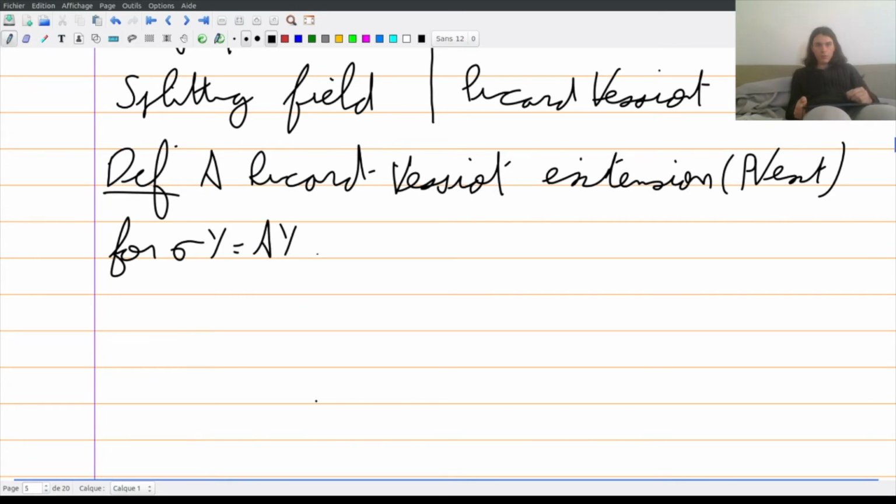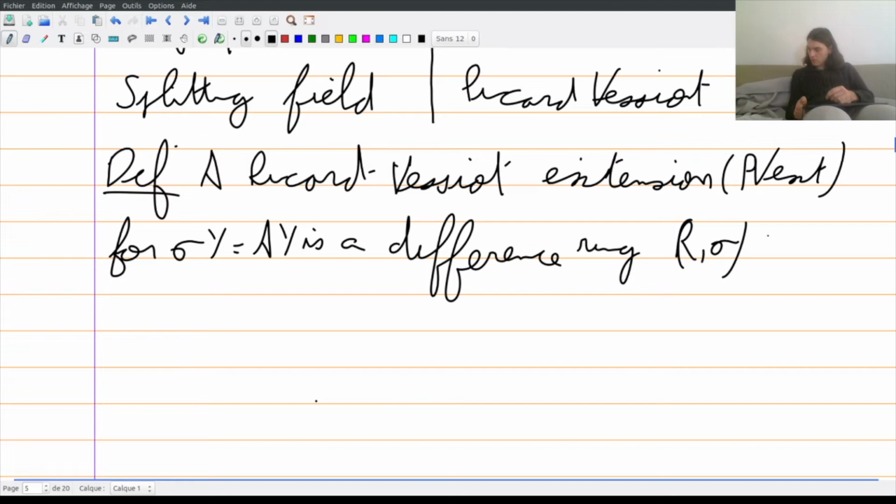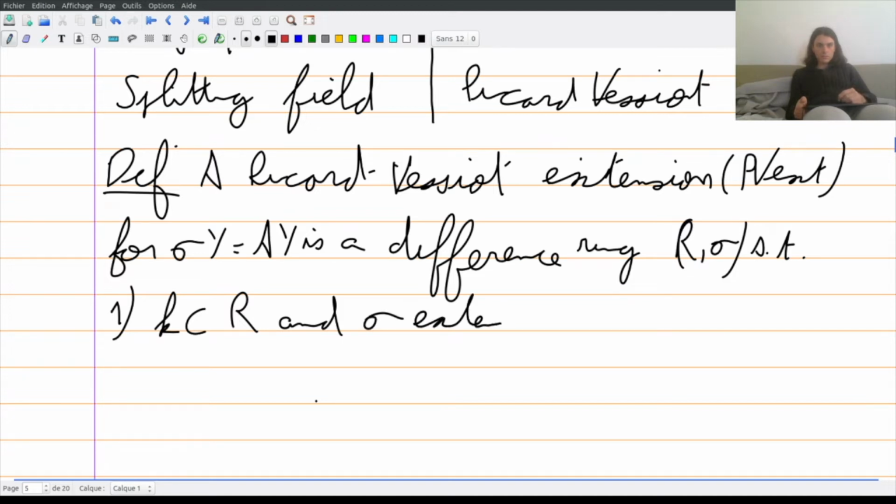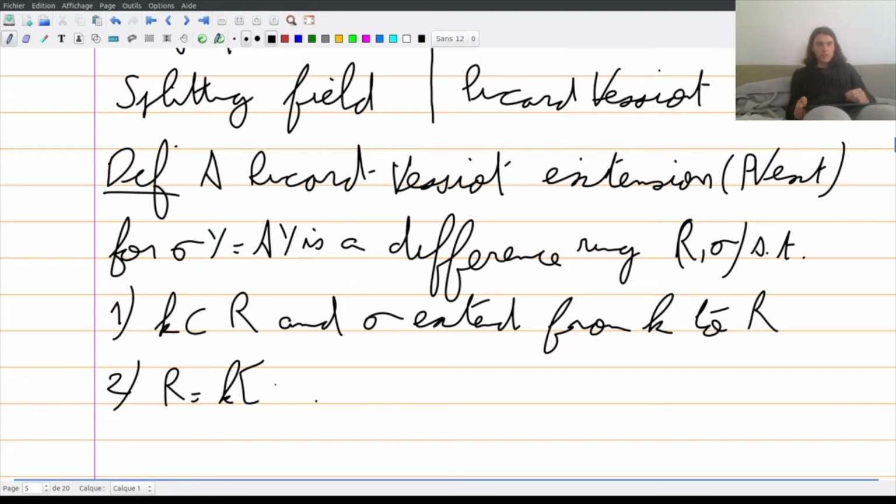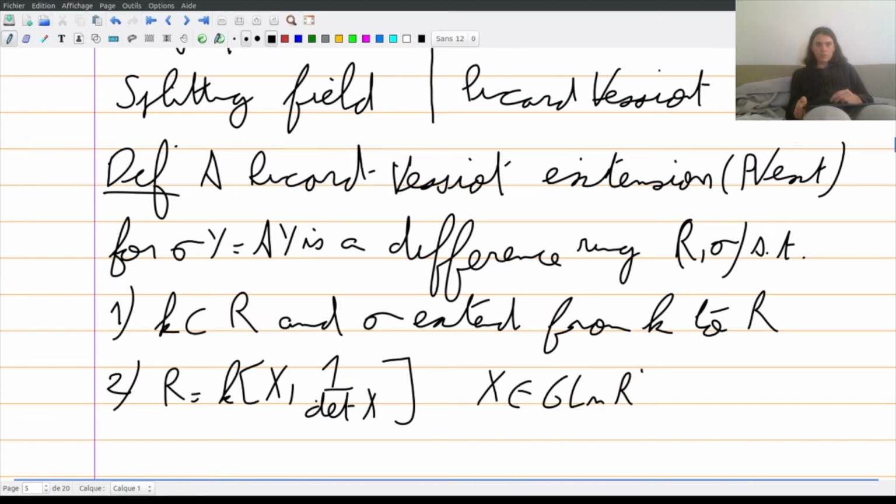For sigma of y stem AY, is a difference ring R sigma such that it contains K, and sigma extends from K to R. R is generated over K by X and the inverse of the determinant of X. So R is the fundamental solution.